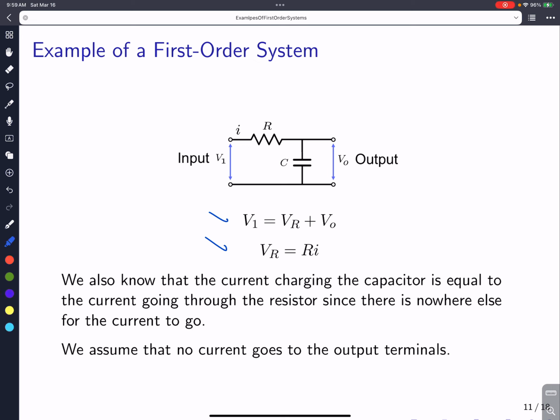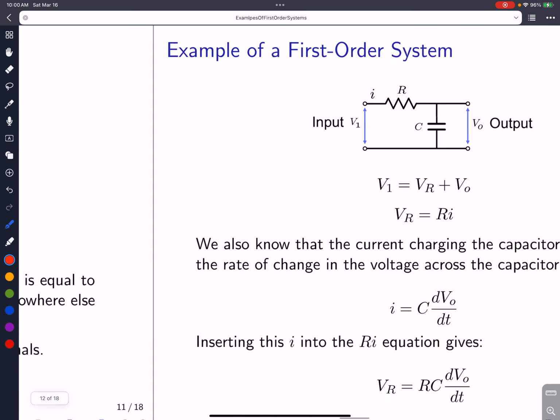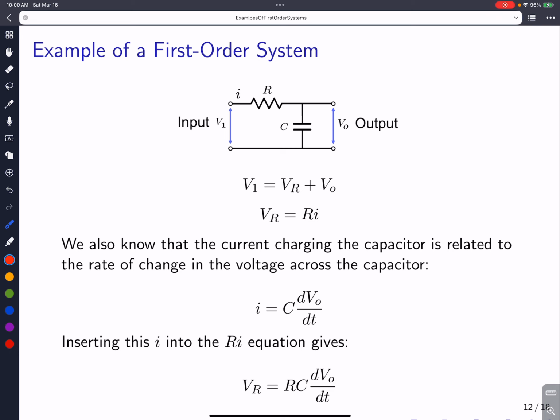Now the other thing we know, which I mentioned last time, is that when we increase the voltage on V1, the current starts to increase, and the current has only one place to go, and that is into the capacitor. So the current that's charging the capacitor is the same as the current going through the resistor. I know that this current and this current are the same. That's an important thing to know. So I just repeat these equations here.